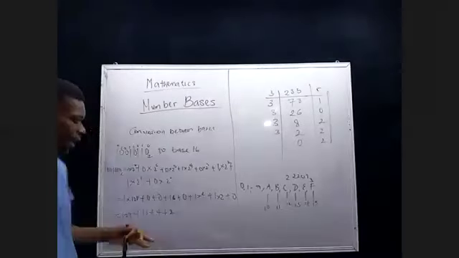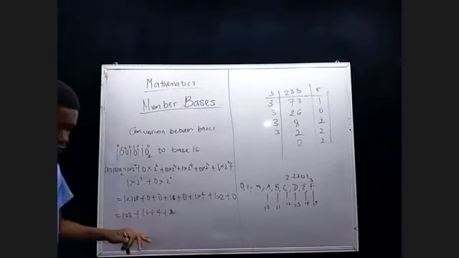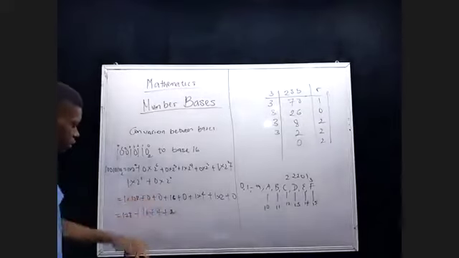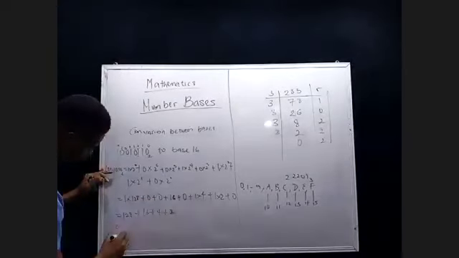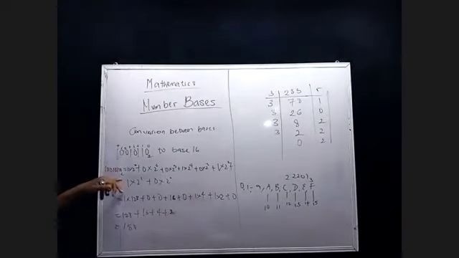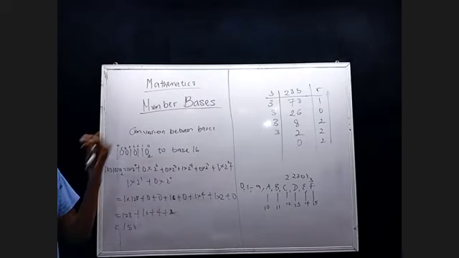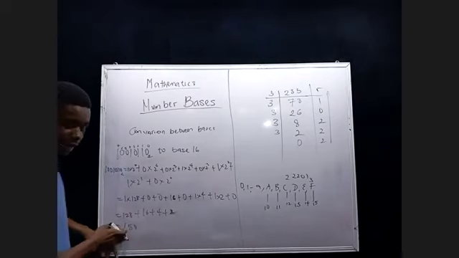So from here, I can add it up together. When I add this up, which is 128 plus 16 plus 4 plus 2, I should have 150. Which means converting 10010110 from base 2 to base 10, I have 150.